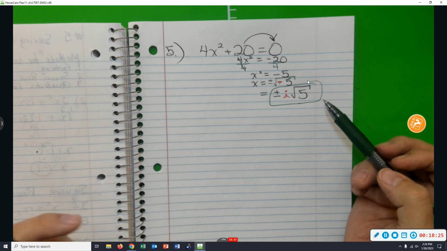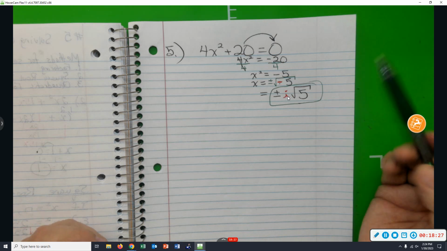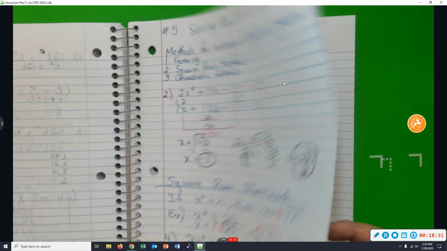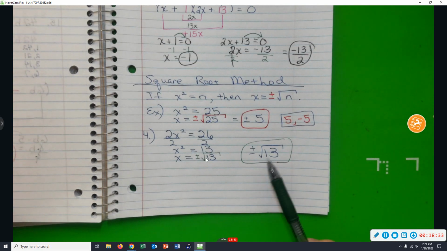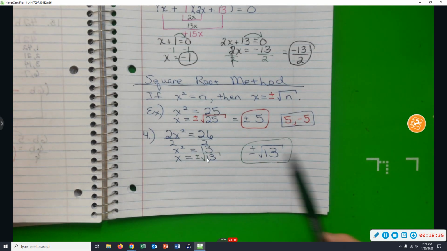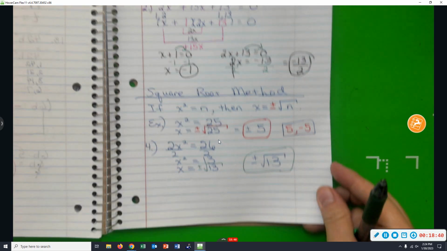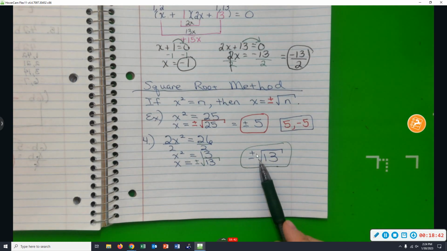Any questions there? Especially about this I. Why is there an I here and not an I on number 4? Why didn't we have an I here? Okay. No negative in front of that 13. If that had been a negative 13, then we'd have an I here.